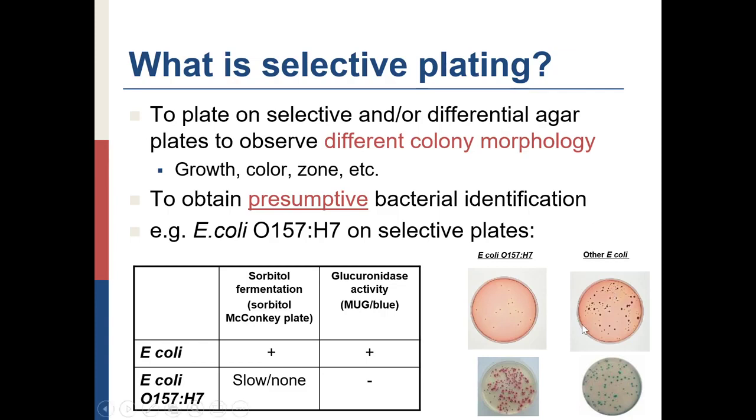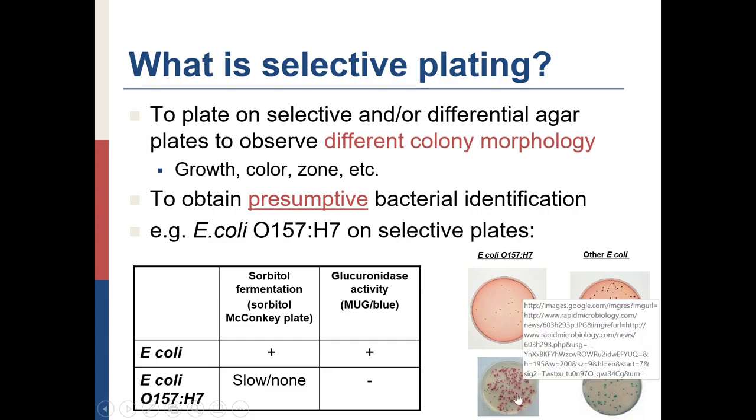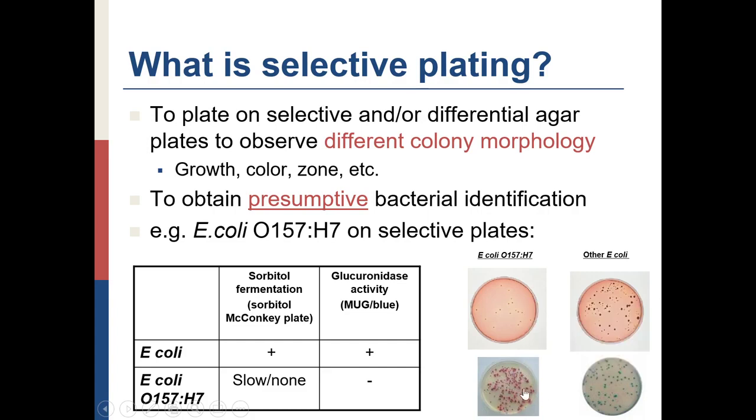For example, here we have E. coli. There's a lot of growth. It grows very well on this MacConkey agar. And then the E. coli O157 has very light growth. So this is going to allow us to differentiate between them. But this is going to be selective because it's selecting for this organism. And then you see here how the E. coli O157:H7 is red, and the other E. coli are blue. So that's going to be differential.